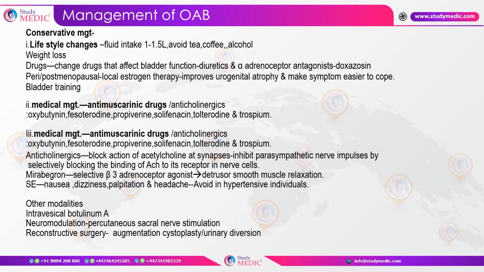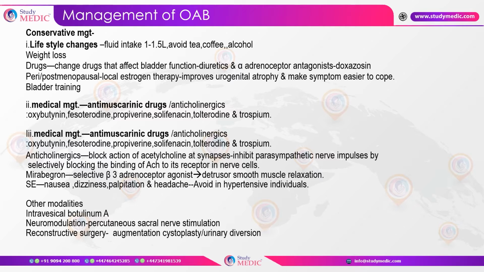If the woman does not respond to antimuscarinic drugs, the next management is mirabegron. This is rarely offered. This is basically a beta-3 adrenoceptor agonist. It leads to detrusor smooth muscle relaxation. This also has a lot of side effects like nausea, dizziness, palpitation, headache. Important thing to remember about mirabegron: avoid it in patients who are hypertensive.